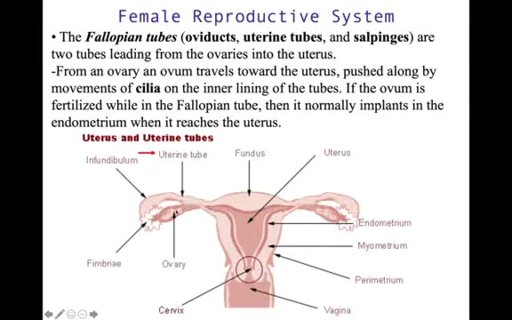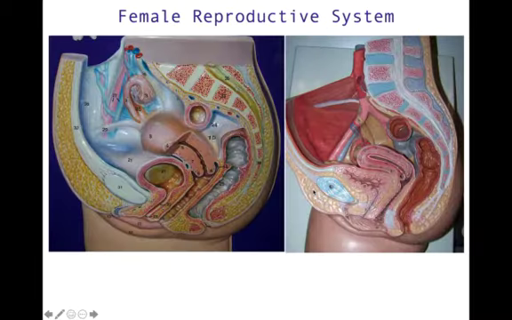So when an egg is released from an ovary, it enters the uterine tube, and there's cilia on the inner lining that help propel that oocyte, that egg, into the uterus. Now, typically, conception occurs within the uterine tubes. When the sperm fertilizes the egg, it typically occurs here within these uterine tubes.